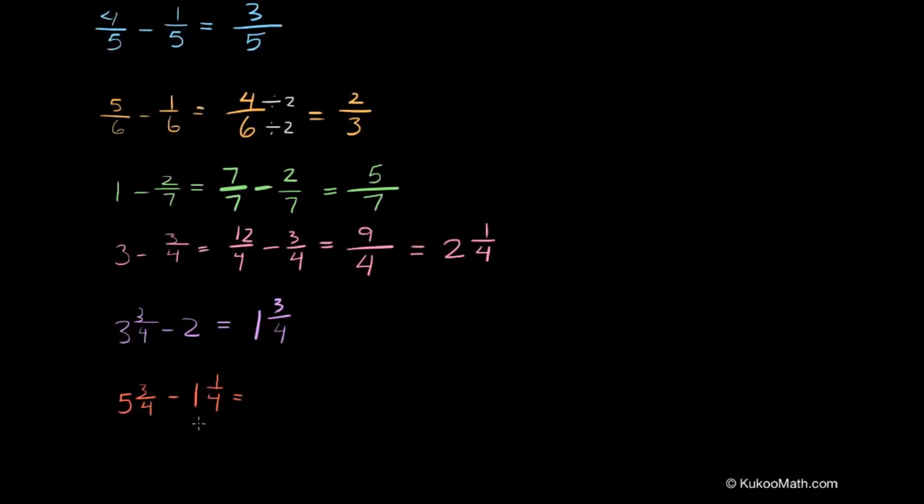5 3/4 minus 1 1/4. First, let's subtract the whole numbers. 5 minus 1 is equal to 4. Now let's subtract the fractions. 3 minus 1 is equal to 2, and then we bring over the 4. Now, you can simplify 2/4 even more. So if we divide both the top and the bottom by 2, you can get the simplified answer, which is 4 and 1/2.